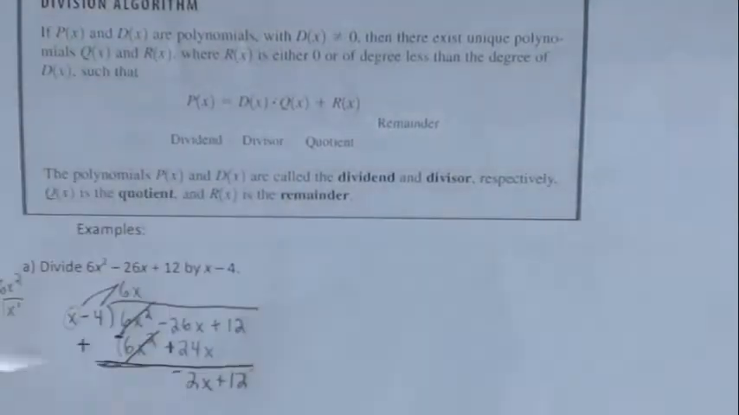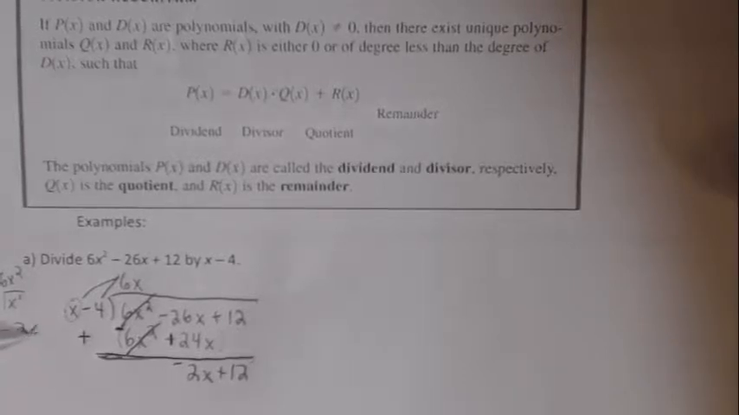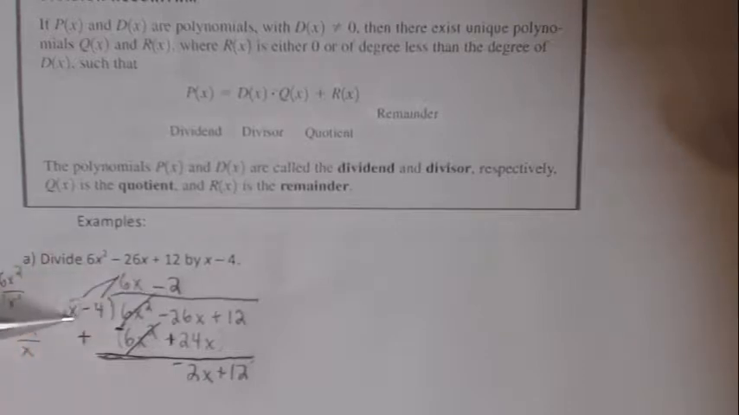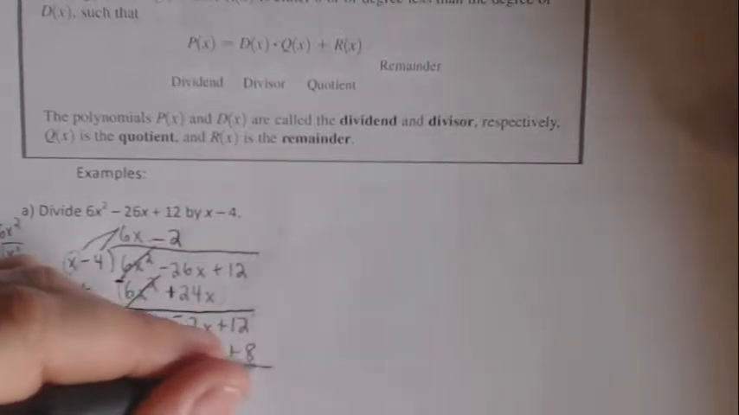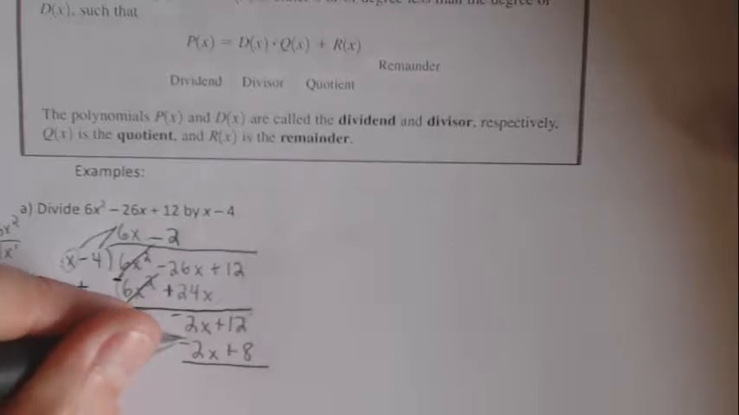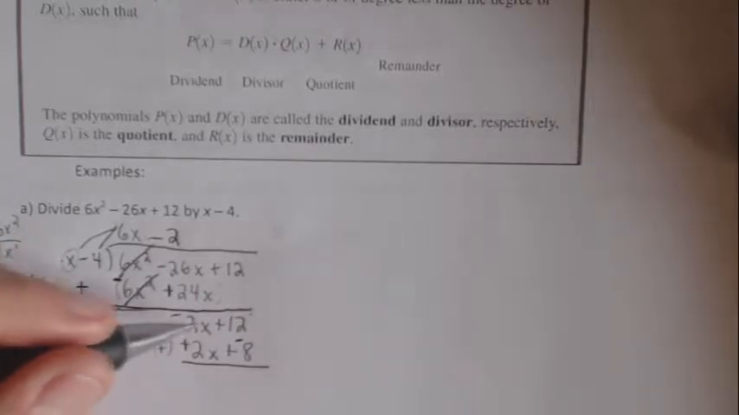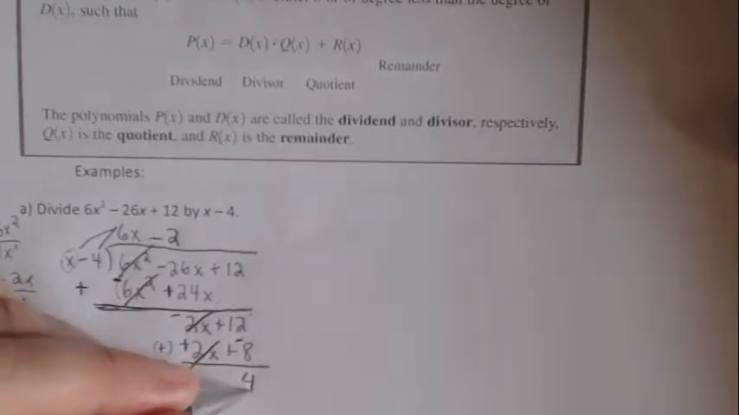So now we have negative 2x divided by x. And negative 2x divided by x is negative 2, so that goes up there. And now you're going to distribute this negative 2 to both the x and the minus 4. So that would be negative 2x, and then negative 2 times a negative 4 is a positive 8. Then you're going to subtract again, which I like to draw my line and change the sign, so that negative becomes a positive and that 8 becomes a negative, and now I'm adding. So these cancel, and you have 12 plus a negative 8, which is 4.